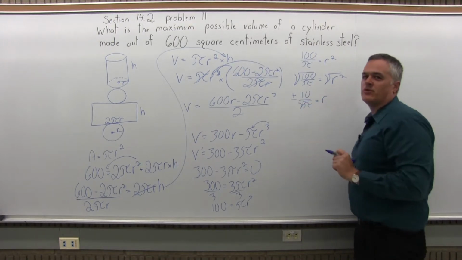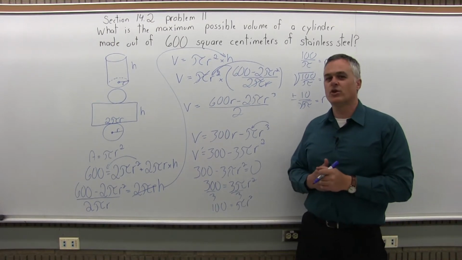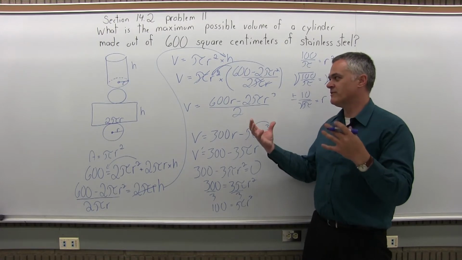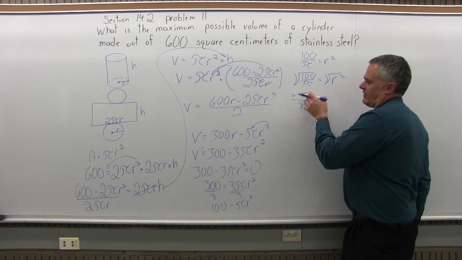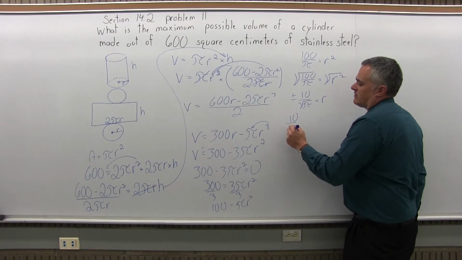Now, because we're dealing with volume, minus 10 over root pi is really a nonsensical answer. When we have the volume of a cylinder, a radius of negative value makes no sense, so it's just 10 over square root pi.